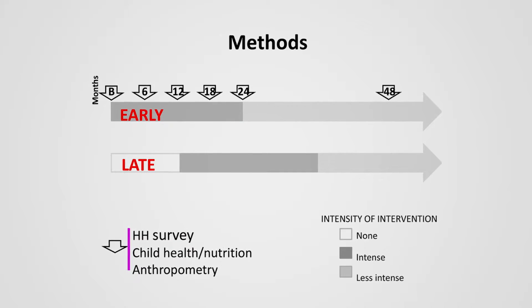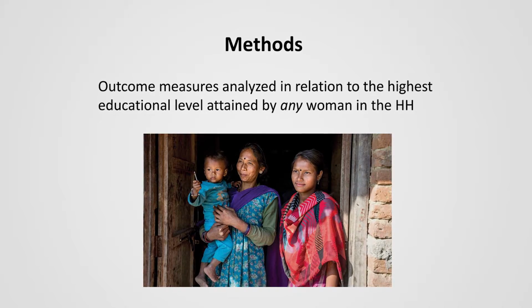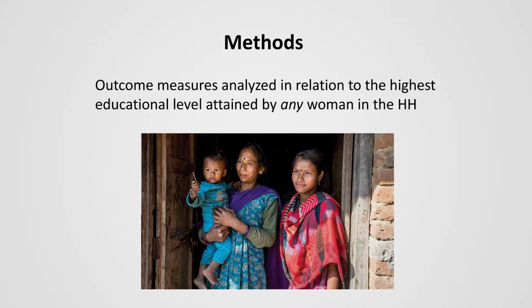Now, we decided to analyze our outcome measures in relation to the highest educational level attained by any woman in the household, rather than just the mother of the child. And the thinking was that since these were conjoined households, that women shared their knowledge and their expertise, and they were going to influence each other in terms of their practices in the household and with the children.